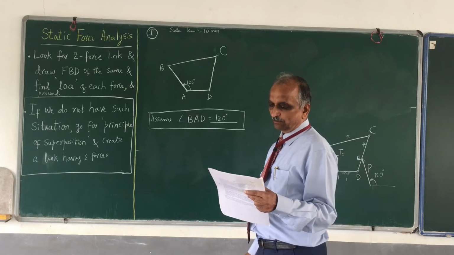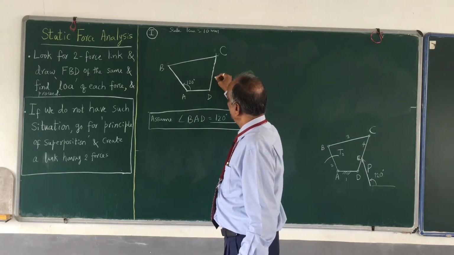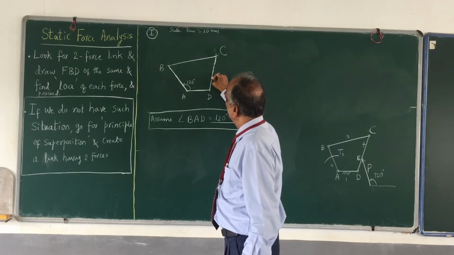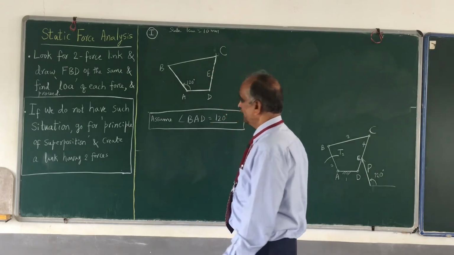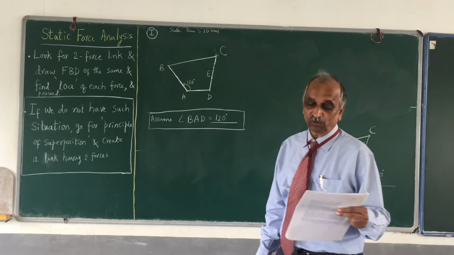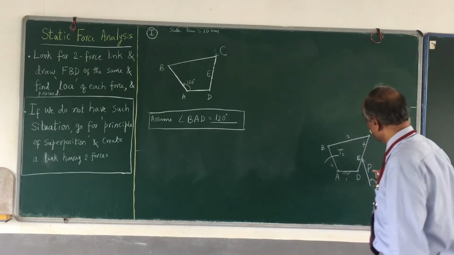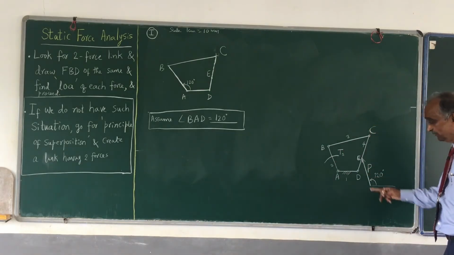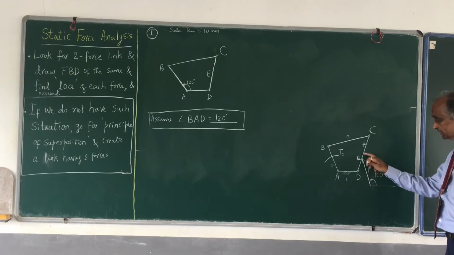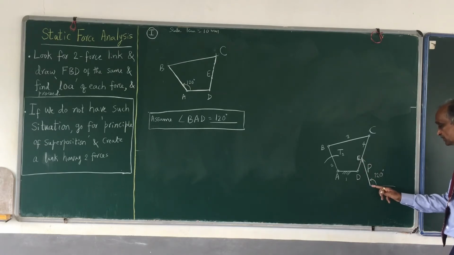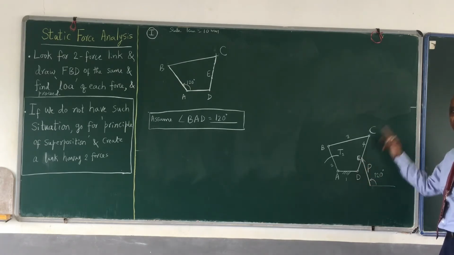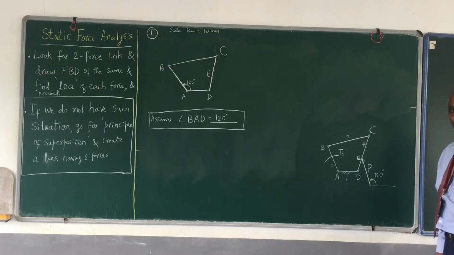Then you mark point E. DE is equal to 20, so you get point E. At point E you have a force at 120 degrees. Please check here how this 120 degrees is. It is not this angle or this angle. The line of action of the force makes an angle of 120 degrees with the horizontal. But I need to indicate that.